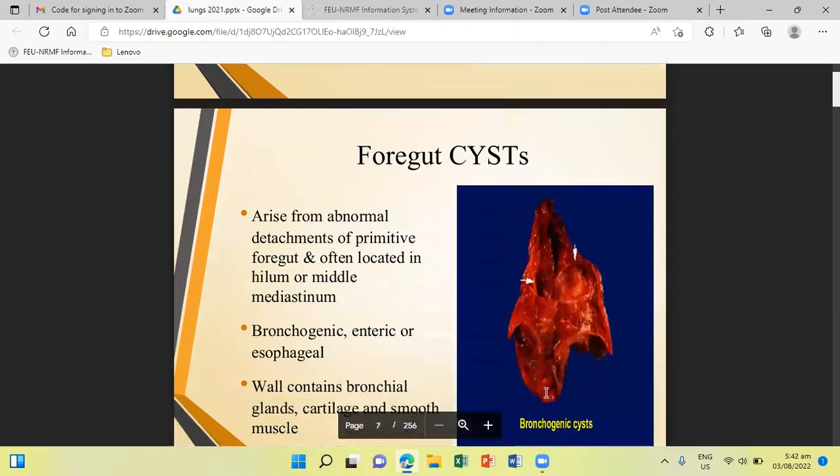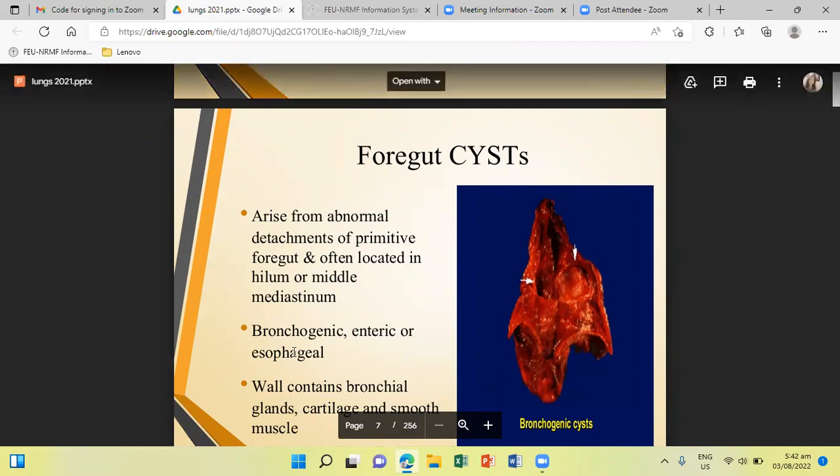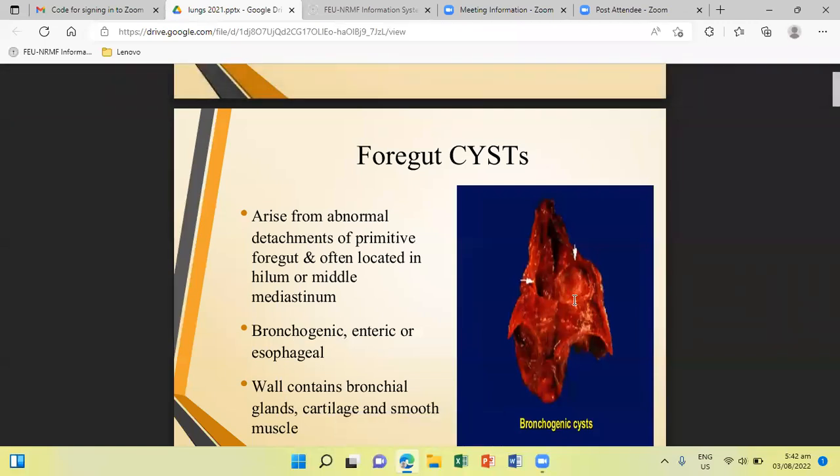The foregut cyst is another example of congenital anomalies. Foregut cysts are basically abnormal detachments of primitive foregut and are most often located at the hilum or middle mediastinum. Depending on the wall structure, these cysts are classified as follows. First is, of course, the bronchogenic cyst. This is an example of a bronchogenic cyst. It is rarely connected to the tracheobronchial tree.